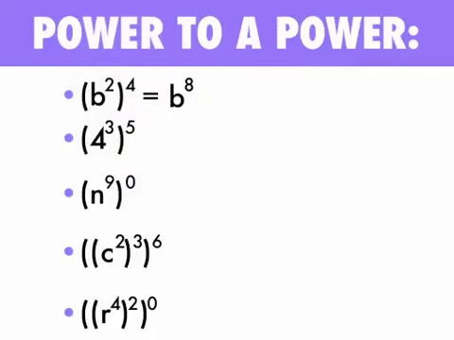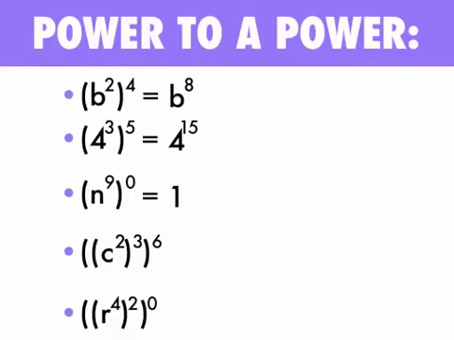The next example, 4 cubed raised to the 5th power, is going to be 4 to the 15th. If you look at this n to the 9th and then to the 0 power, if you remember 9 times 0, or anything times 0, is 0, which gives me n to the 0 power. And I know that anything to the 0 power is a 1, so I can actually just go ahead and put a 1.